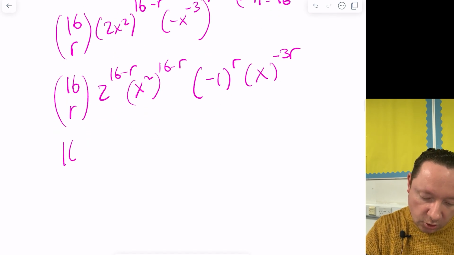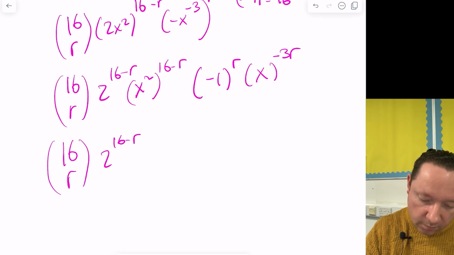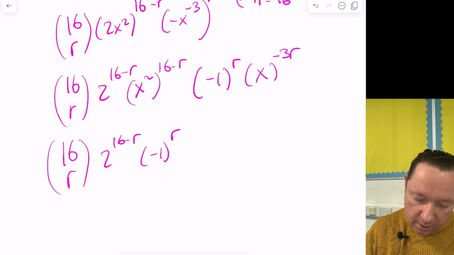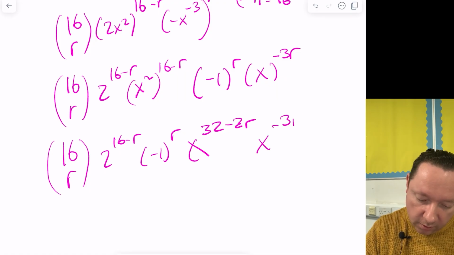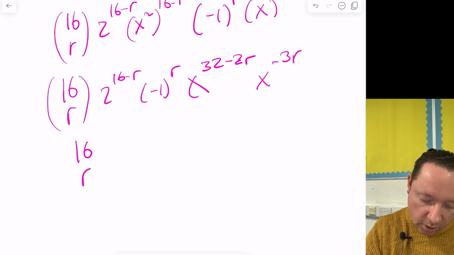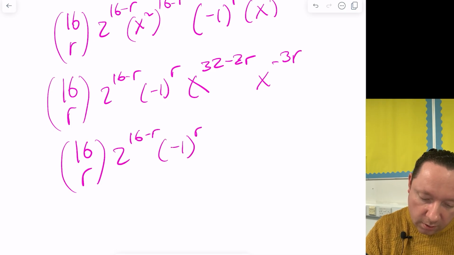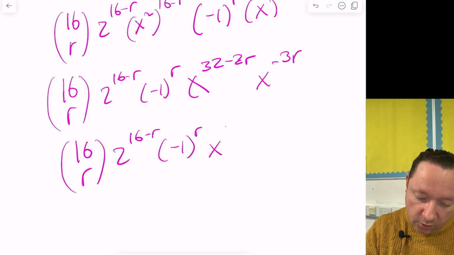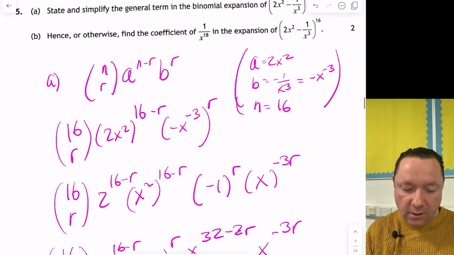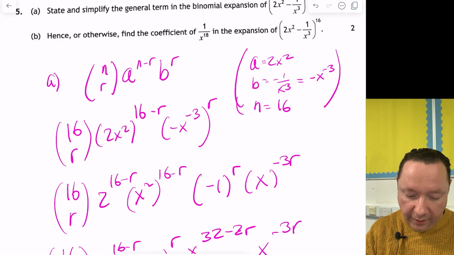So that's 16 choose r, 2 to the 16 minus r, minus 1 to the r, x to the 2 16s is 32, minus 2r, and then x to the minus 3r, and finally we get 16 choose r, 2 to the 16 minus r, minus 1 to the r, x to the 32 minus 5r, and we're done there. So I find the coefficient of 1 over x to the 18.